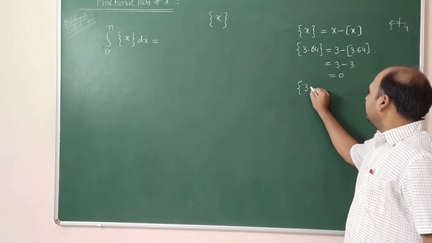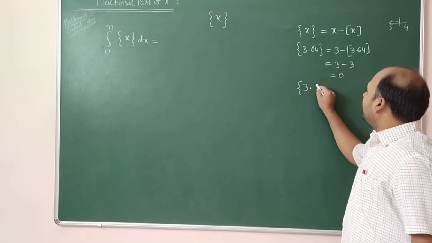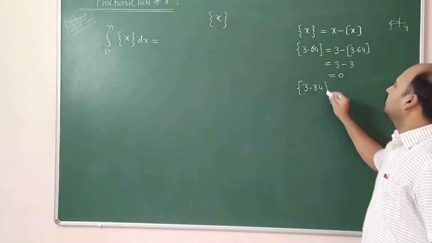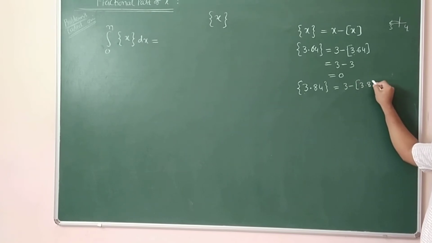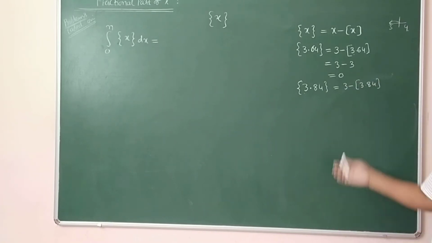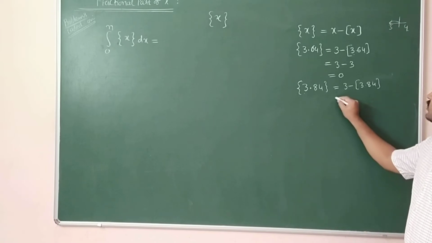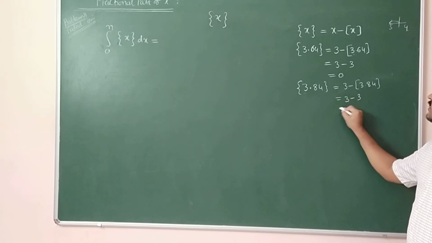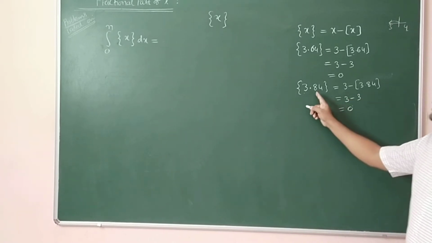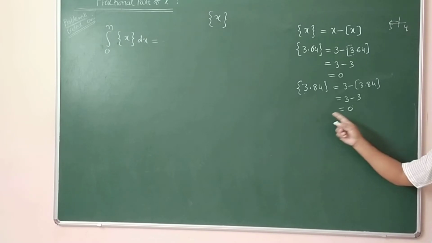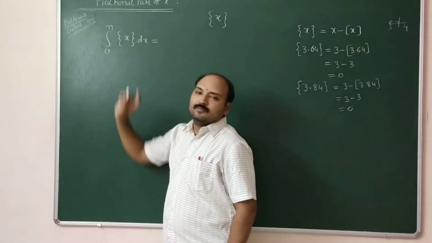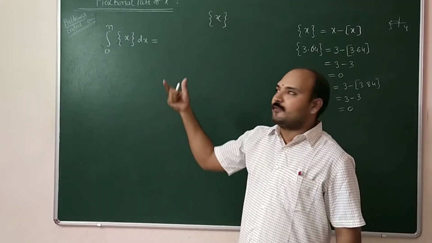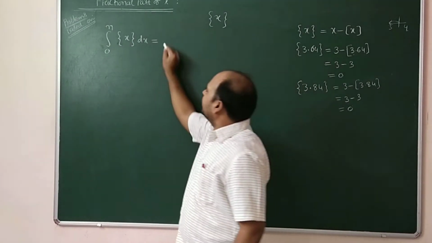Fractional part of 3.84 is 3.84 minus 3. Even this is also the same. Like this it will come. The fractional part of x means it's a small value. So after knowing this, how to do integral 0 to n of the fractional part of x dx?